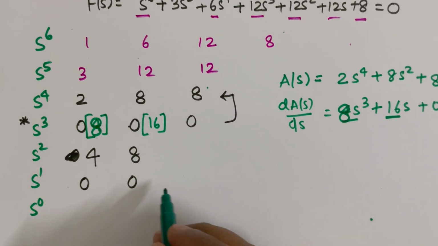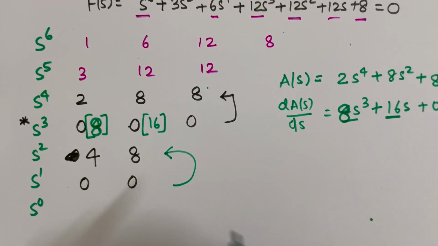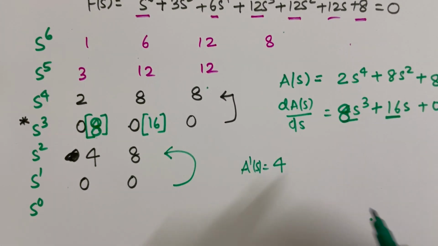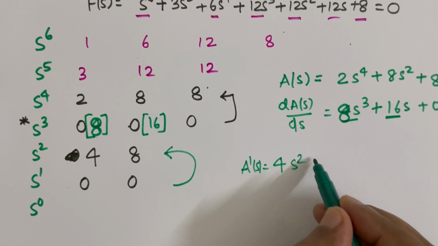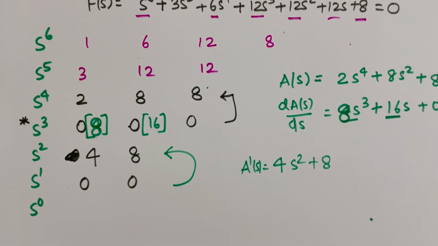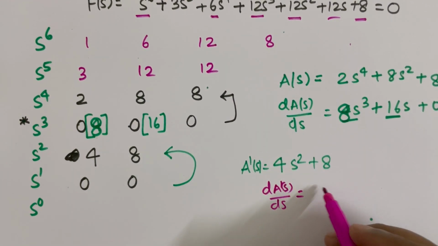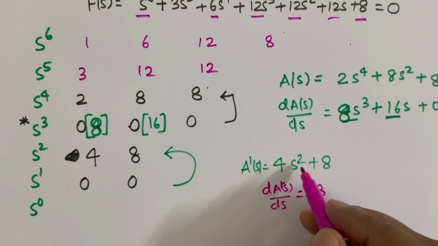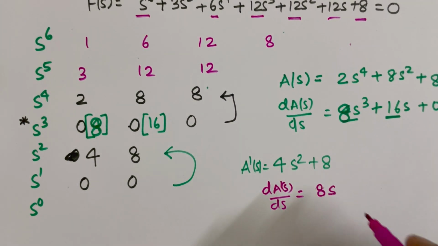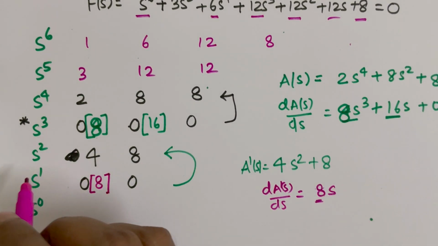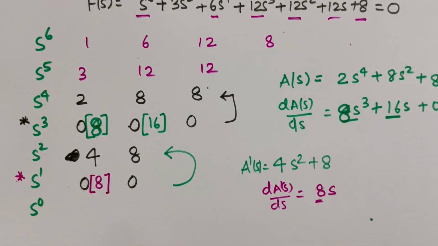So we have to go back and write the auxiliary equation for this. So write it. 4, this is now the auxiliary equation. The second auxiliary equation is 4s square plus 8. So take the differentiation, dA'(s)/ds. This will become 8s, 4 into 2, 8s. That's all. So for this term we should have 8 over here. So this is going to be the second row with entirely 0.